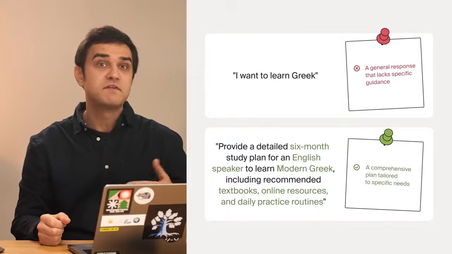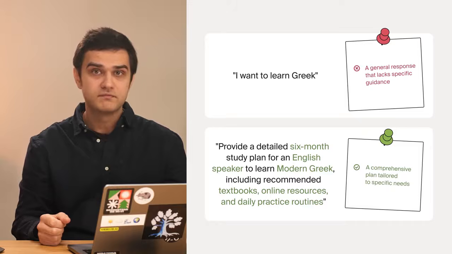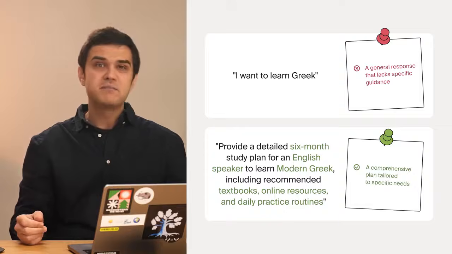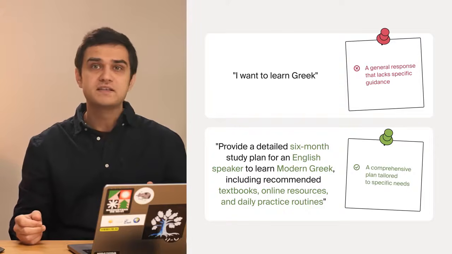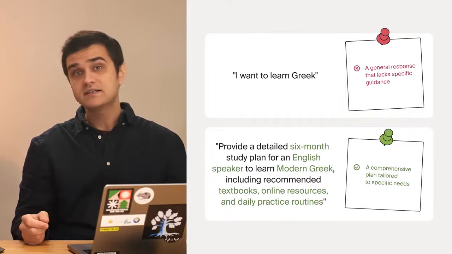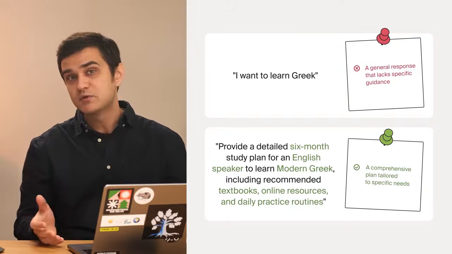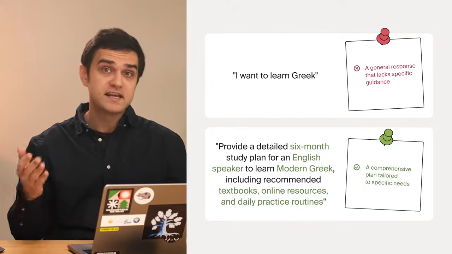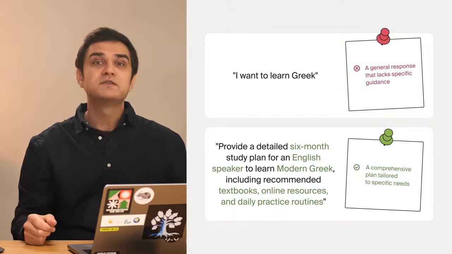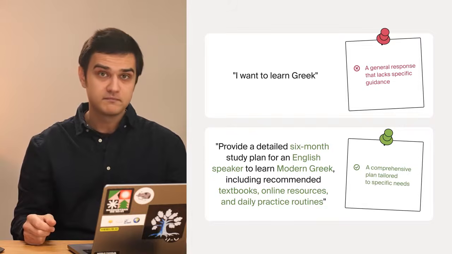So what makes a prompt effective? It's all about being very specific in your instructions. If you say, I want to learn Greek, the response might be vague, something like basic advice or general recommendations. But if you mention that you're an English speaker eager to learn modern Greek and ask the AI to include textbooks, online resources, and daily practice routines, now that's specific. This prompt includes context and outlines exactly what you expect from the output.